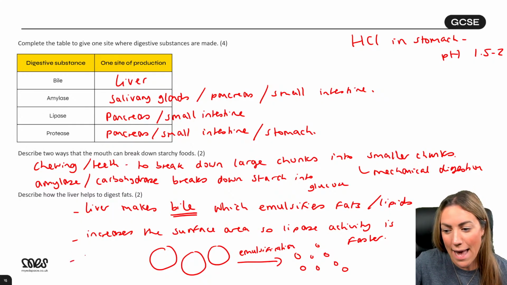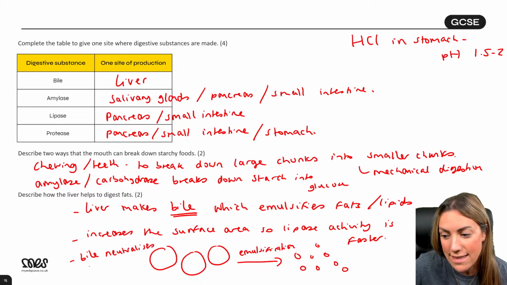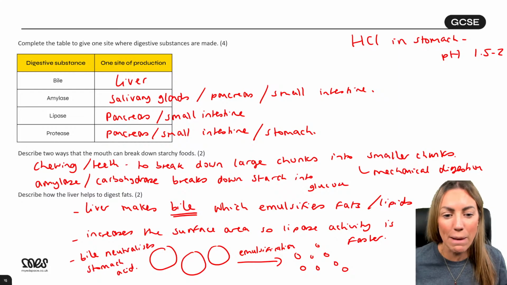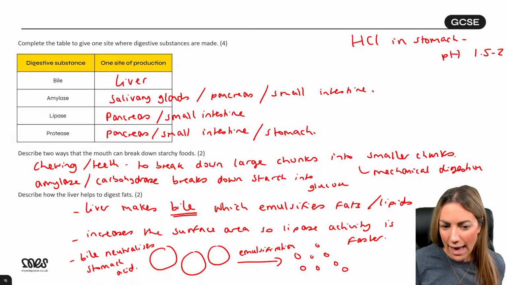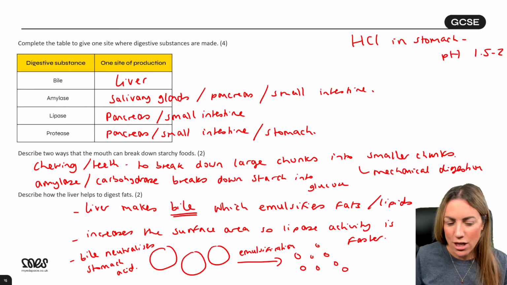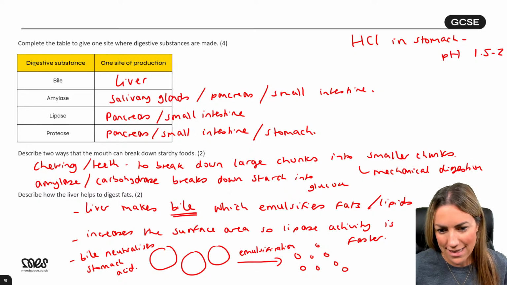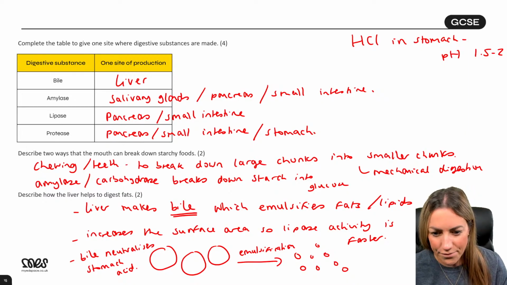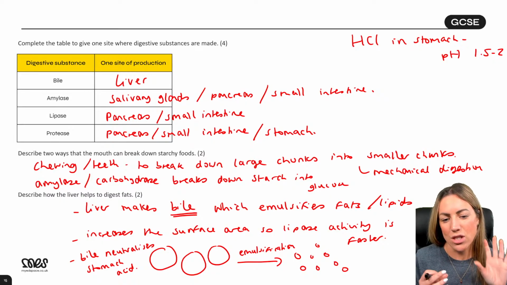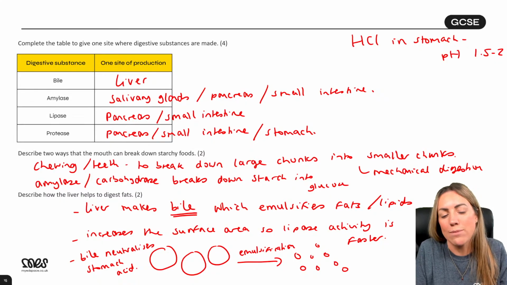Yes, Pranav. The other thing to just note, which some of you said in the chat, is bile also neutralizes stomach acid, which is really important, because think about those poor enzymes in the small intestine. You've got all this acid coming out of the stomach that could potentially denature the enzymes in your small intestine. But it's okay, because bile is alkaline. So bile neutralizes the stomach acid so that you get the optimum pH in the small intestine. Bile is made by the liver, it's stored in the gallbladder, and it's released into the small intestine.